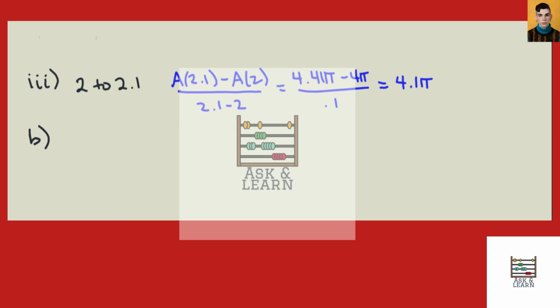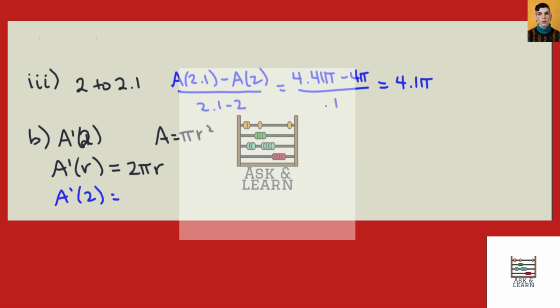Okay, so for part B, we're finding the instantaneous rate of change when r equals 2. So we're finding A prime of 2. First, we need to find A prime of x. And remember, A of x was the area of the circle. I should call it A of r. Pi r squared is the area of the circle, so its derivative would be 2 pi r. Then A prime of 2 would be 2 pi times 2, and that would be 4 pi.